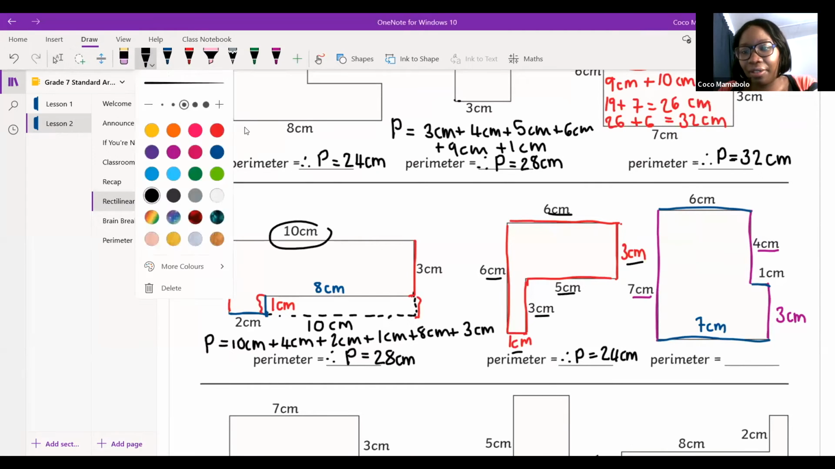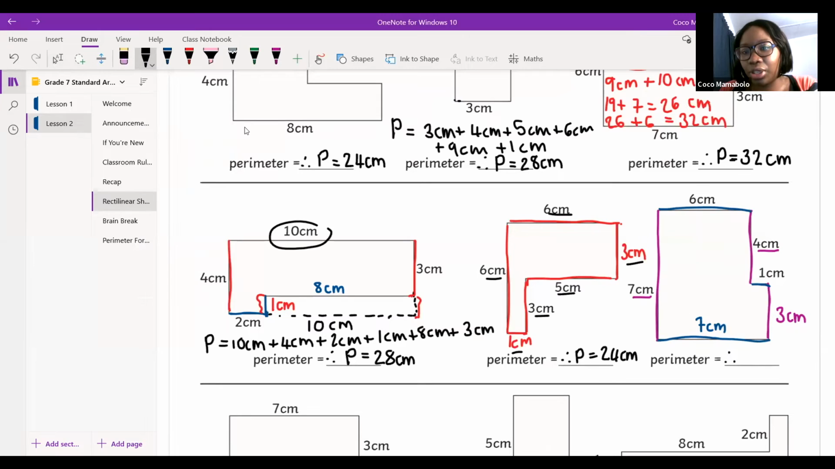All right. Therefore, if I add them all together, 7 plus 6 is 13, plus 4 is 17, plus 1 is 18, plus 3 is 21, plus 7 is 28. Therefore, P is equal to 28 centimeters. Well done, Maya. Excellent. All right, thumbs up, thumbs down. How do we feel about calculating for rectilinear shapes? Because this is what we were just doing, rectilinear shapes.